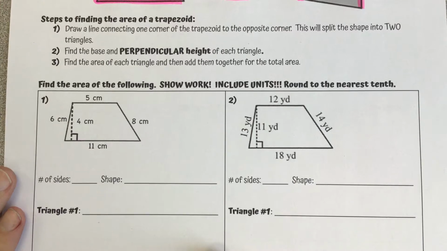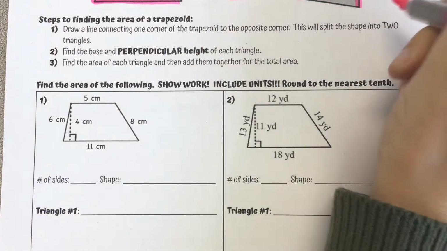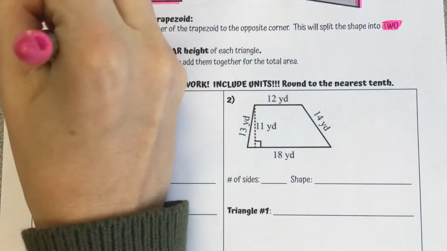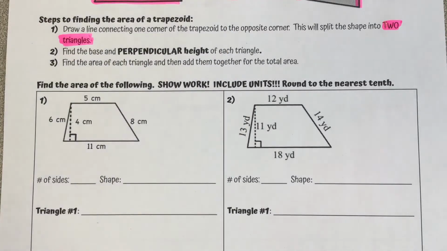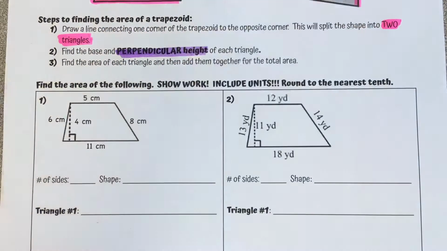So finding the area of a trapezoid, we are going to use triangles to do this. We're going to draw a line connecting one corner of the trapezoid to the opposite corner. And this will split it into two triangles. And we know how to find the area of triangles because we've already been doing that. And then just like we were doing before for all of our shapes, we are finding the perpendicular height of each triangle, and then finding those areas and adding them together for the total area of the trapezoid.